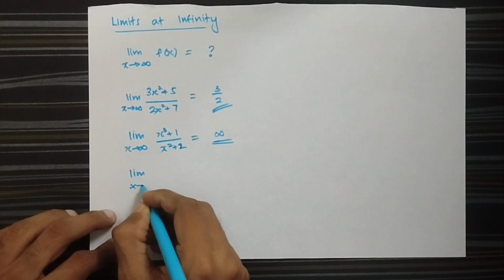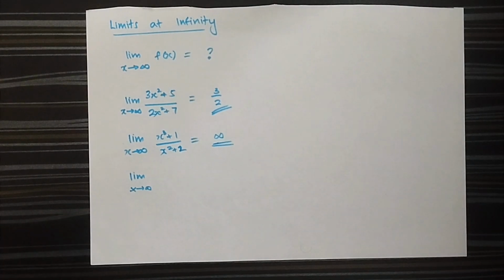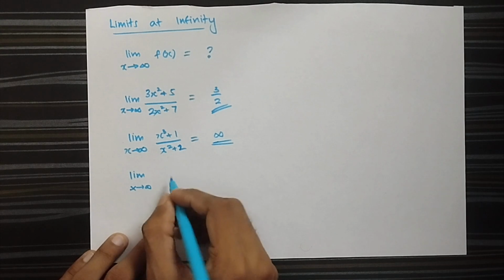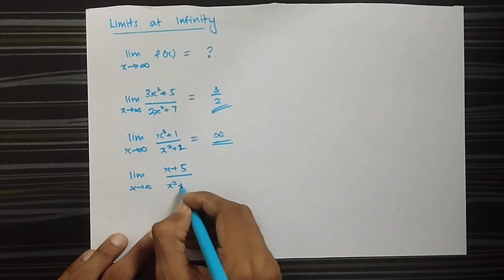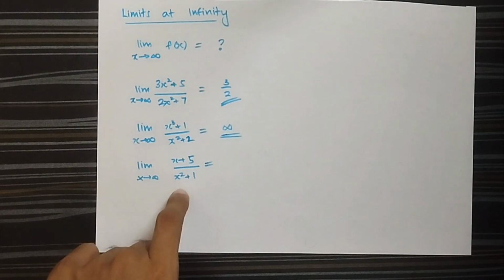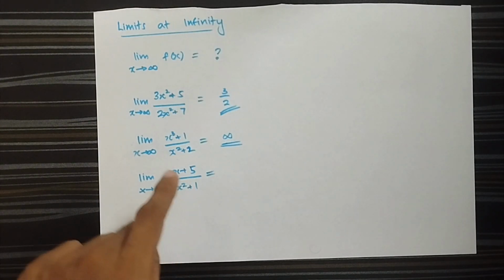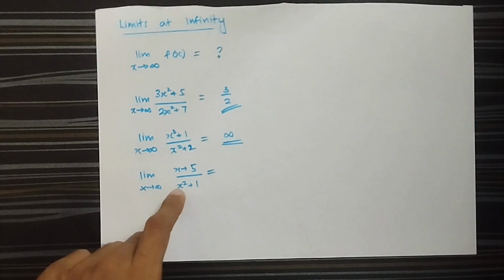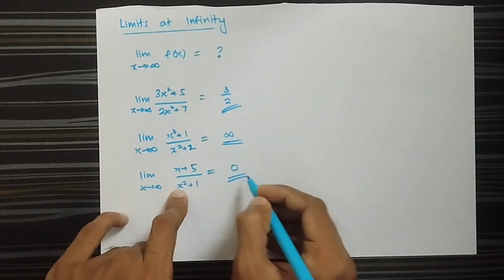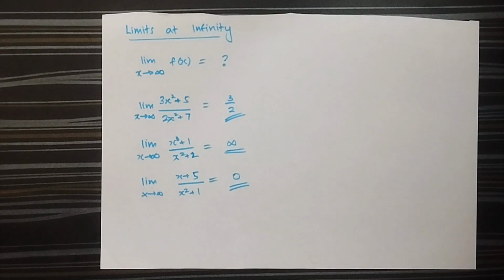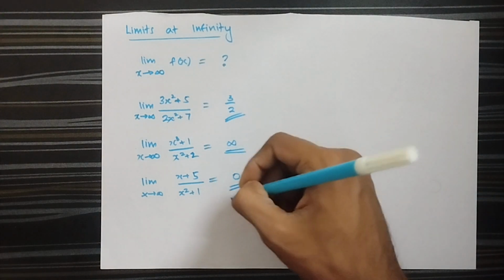And when x tends to infinity for a rational function where the degree of the numerator is less than that of the denominator, as in the next case, (x plus 5) divided by (x square plus 1), the denominator degree is 2 and the numerator degree is 1. So the denominator degree is greater, and the answer would be 0. So when x tends to infinity for a rational function where the denominator's degree is greater than that of the numerator, the answer is 0. We need to know these standard results.